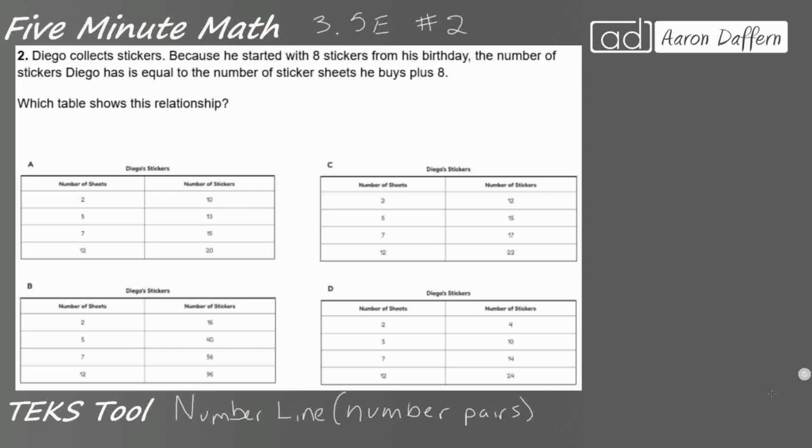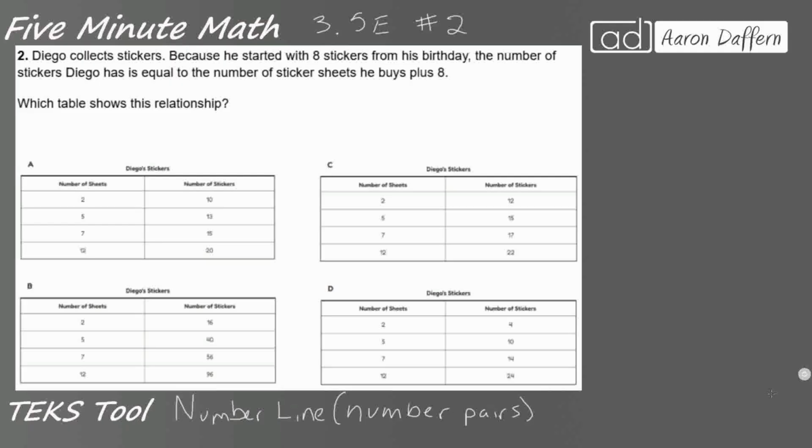Today we are working with the TEKS tool number line, working with number pairs. We have a problem related to TEKS 3.5e and we'll solve it in 5 minutes or less. If you haven't done so already, please go ahead and take a moment to pause the video, work this problem out on your own, unpause it, and we will look at our answers together.